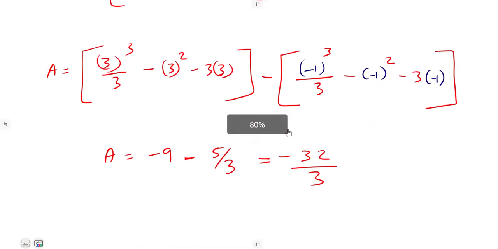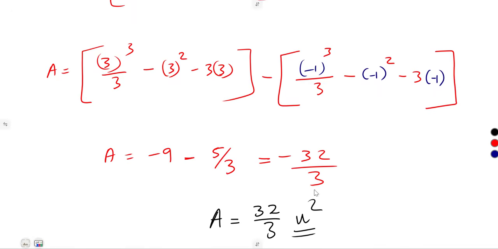So the magnitude is what? Positive. From the integral, yes, it's negative, but the magnitude of the area, you take it as a positive. So that's our area in square units. Or it can be 10.666 and so on. We have your area, the magnitude.